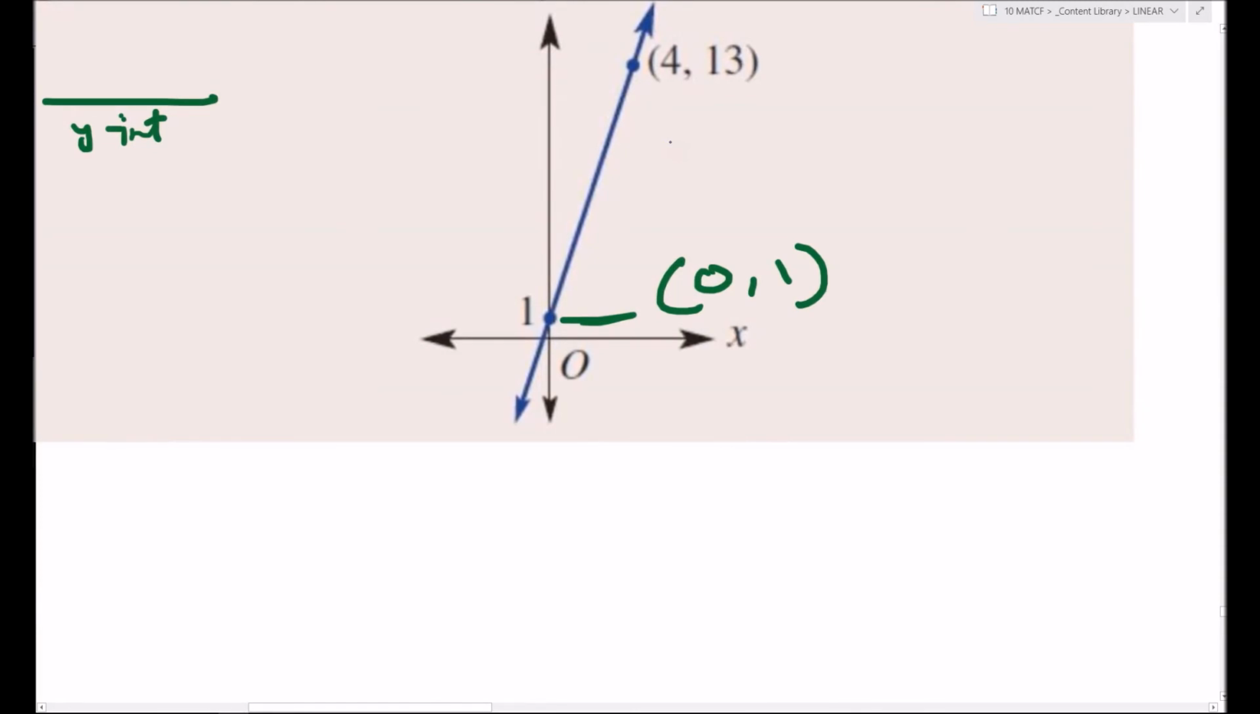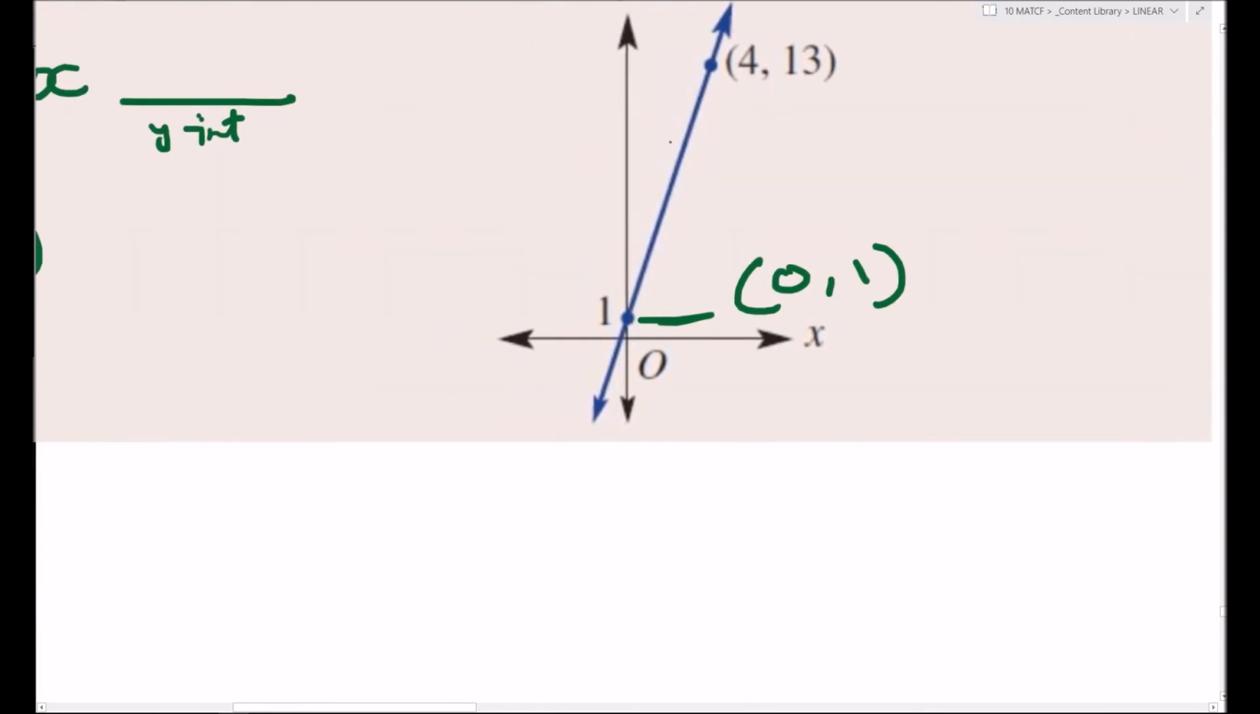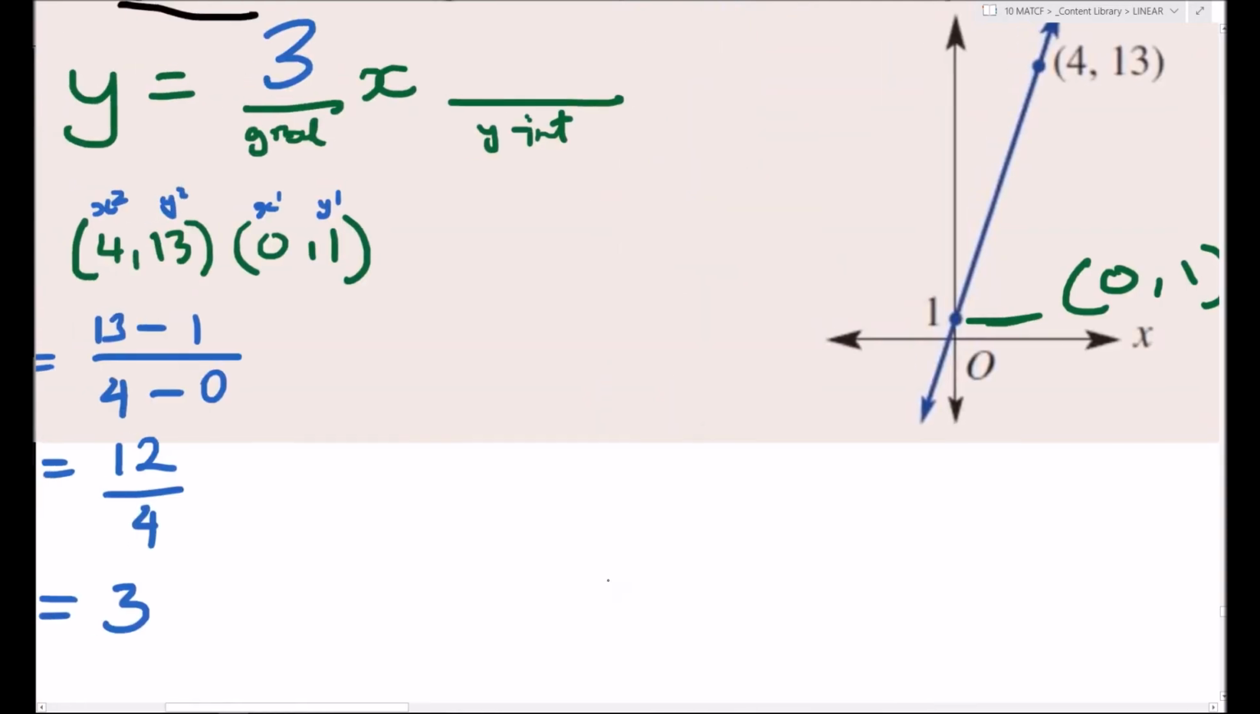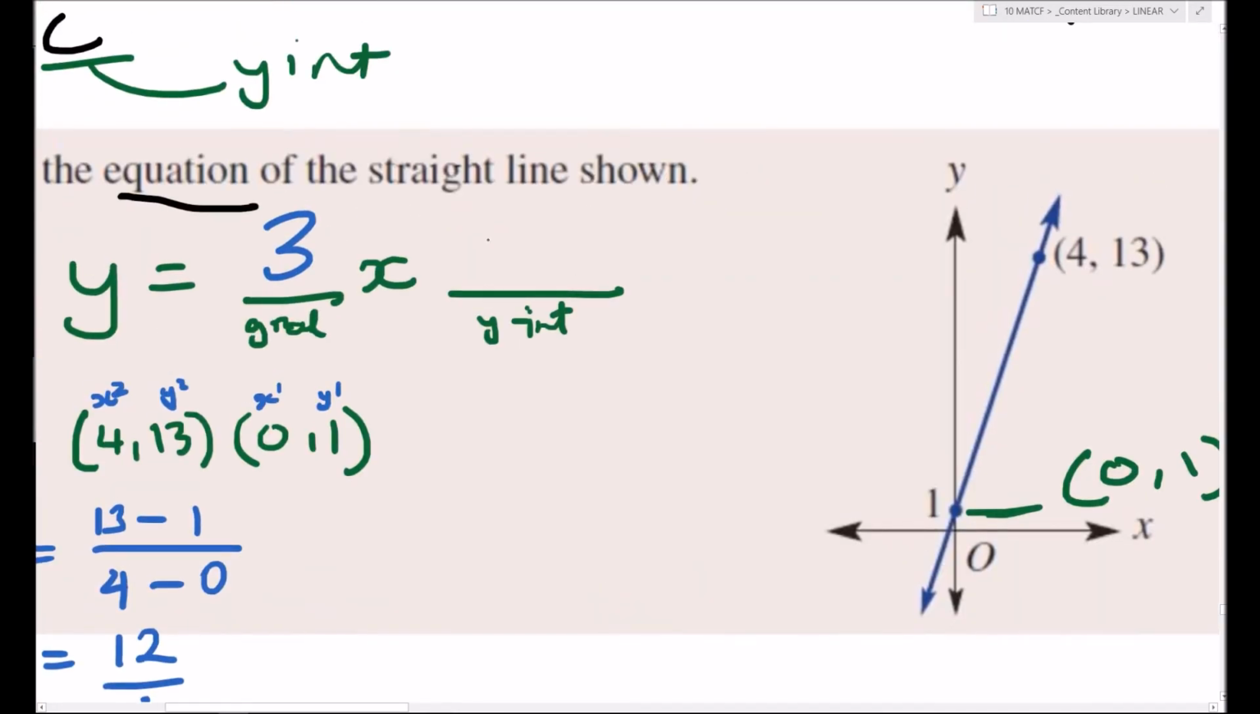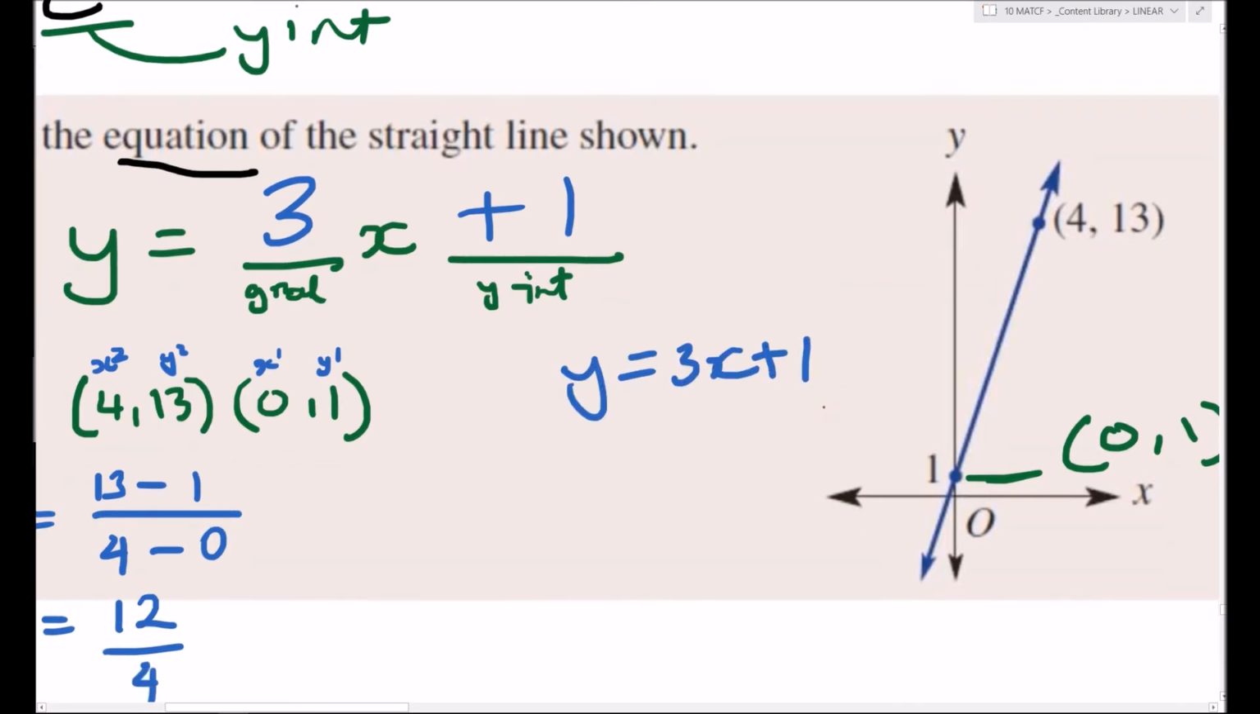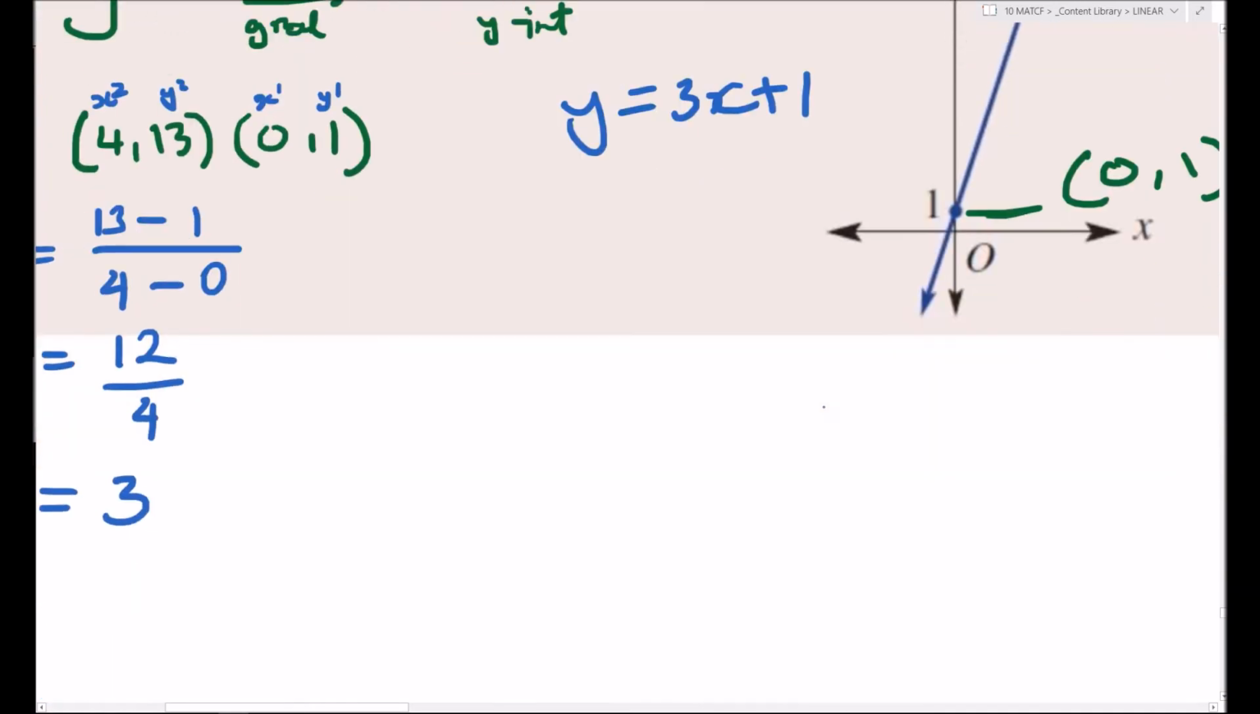That's easy enough. It's already given to us right there. My y-intercept is +1. Remember, anything above the x-axis on the y line is a positive. Anything below will be a negative. So my y-intercept is a +1. There it is: y equals 3x plus 1. That's my rule. Easy. And that goes for any graph that you work with.